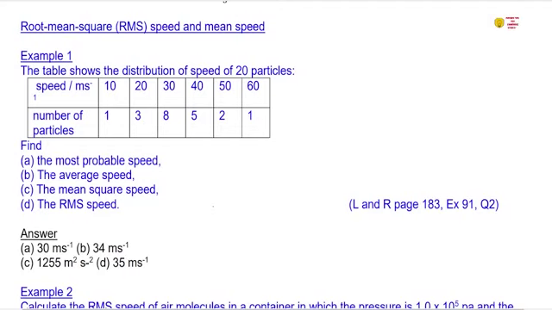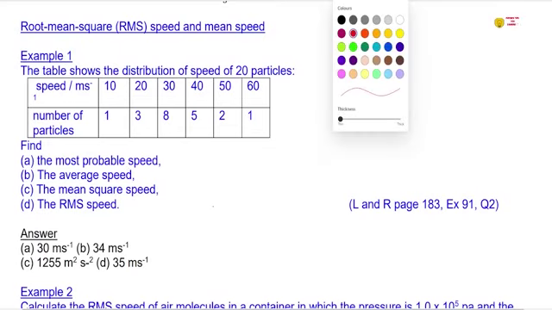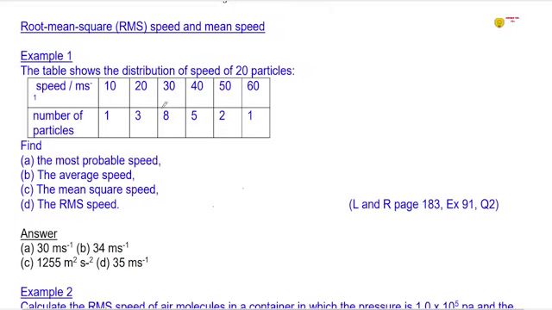The first question says, what is the most probable speed? In finding the most probable speed, we are just finding the mode. That is the one that has the greatest frequency. The speed with the highest number of particles, here 8 particles, would be 30 meters per second. Hence we see the 30 on the answers there.